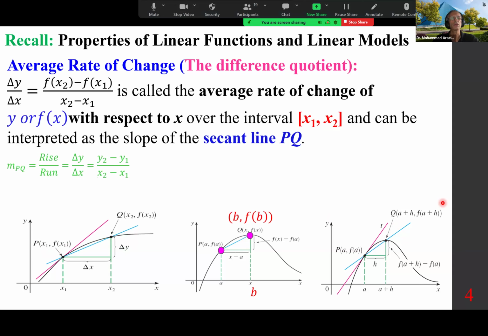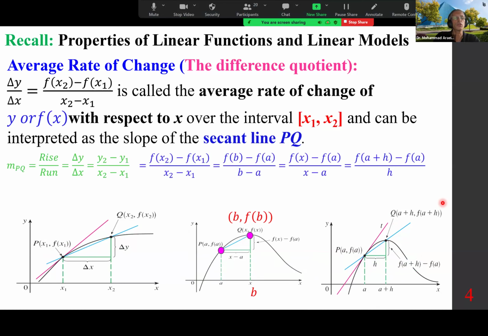Various ways of writing it: rise over run. You may use this one, f of x sub 2 minus f of x sub 1 over x sub 2 minus x sub 1. You may use f of b minus f of a over b minus a. Or if you call this a and then the distance h, that's the run. F of a plus h minus f of a is the rise. That's what you have.